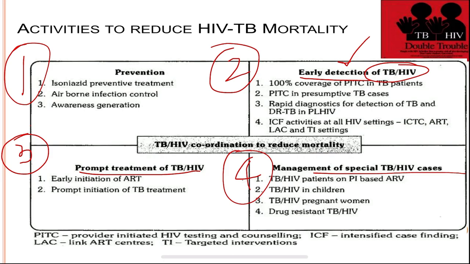Now, the prompt treatment of TB and HIV, early initiation of this multi-drug ART, and prompt initiation of the TB treatment, obviously. In the management, we are managing TB and HIV patients on the PI based ARV. We are performing this PI based ARV, multi-drugging. TB or HIV in the children, and the specialized cases, these are TB, HIV in pregnant women, drug resistant TB or HIV.